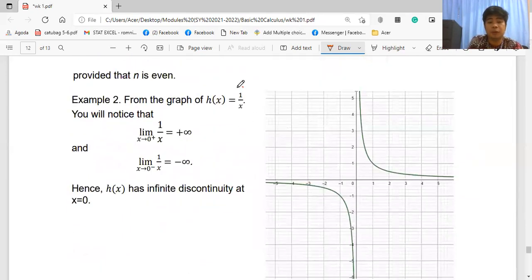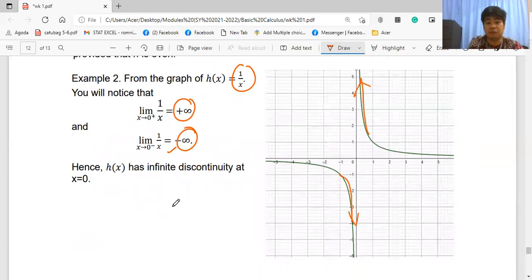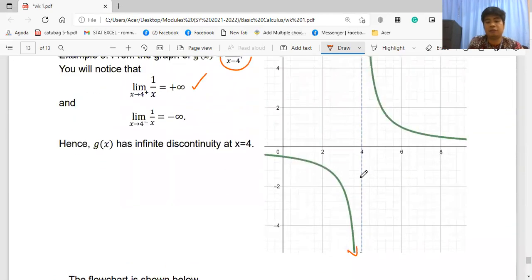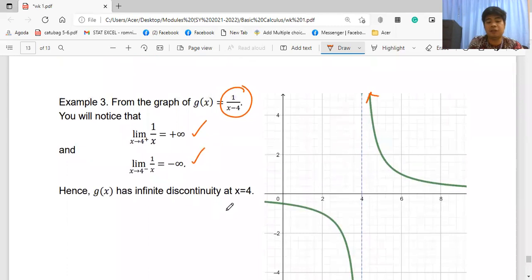Okay, number 2, 1 over x, very popular graph. Left of 0 is negative infinity. Ito siya. Right of 0 is positive infinity. So there you go. H of x has infinite discontinuity at x that is equal to 0. Now, how about this? 1 over x minus 4. On the right of 4, positive infinity, paakyat siya. On the left of 4, negative infinity pababa. So there is infinite discontinuity at x that is equal to 4.